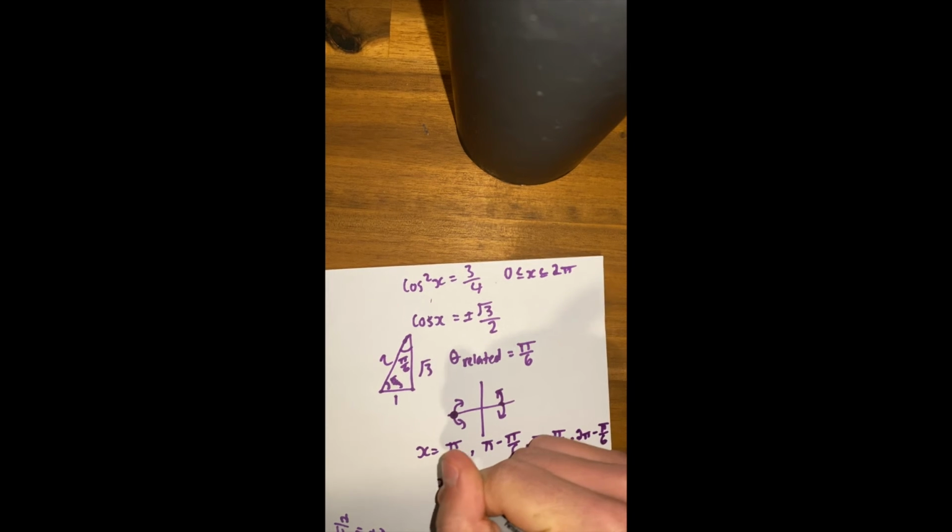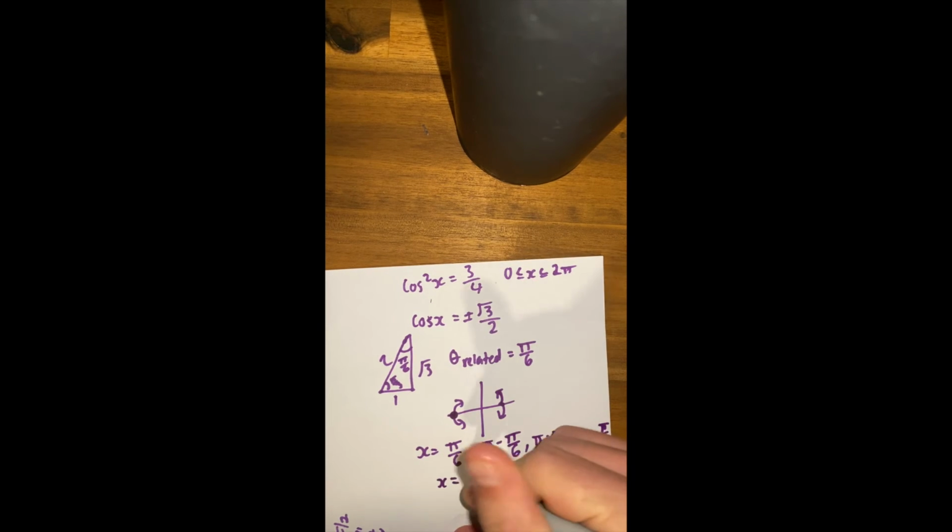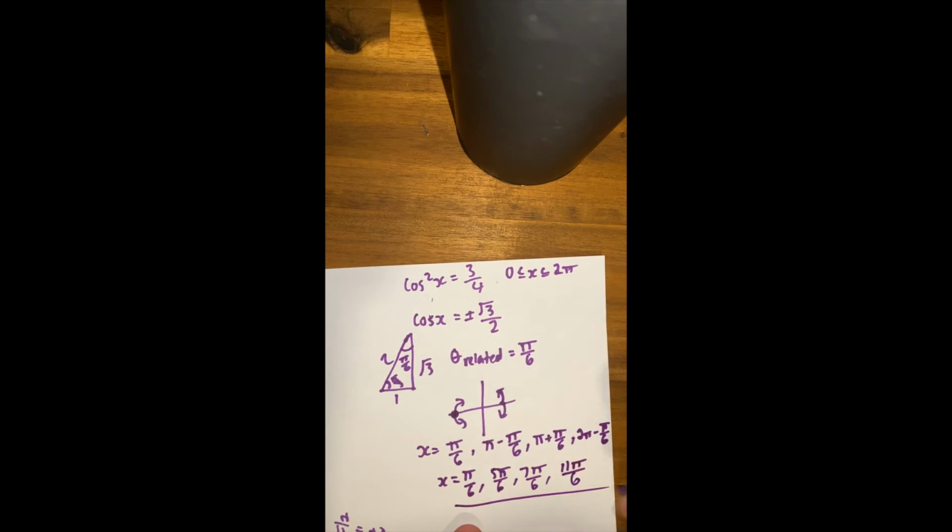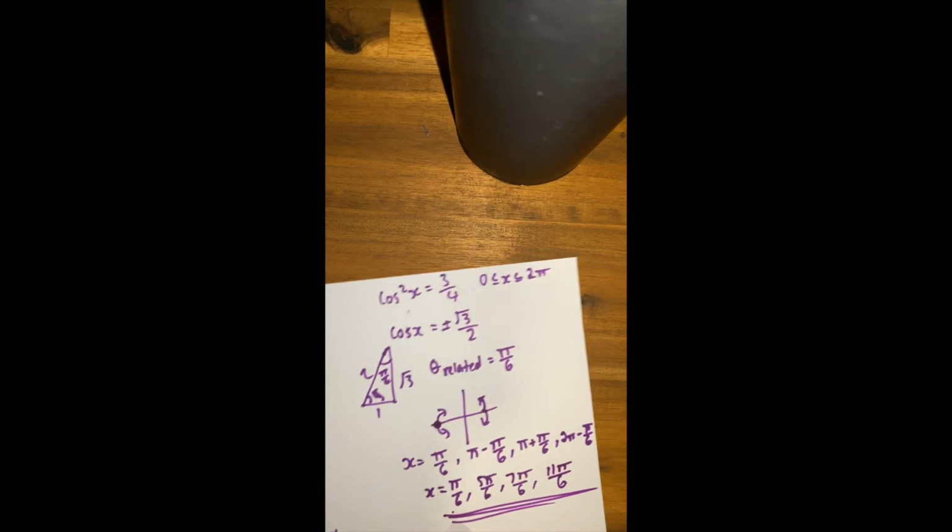And if we simplify each of these values, we get pi on 6, 5 pi on 6, 7 pi on 6, and 11 pi on 6, and they are your 4 equations.